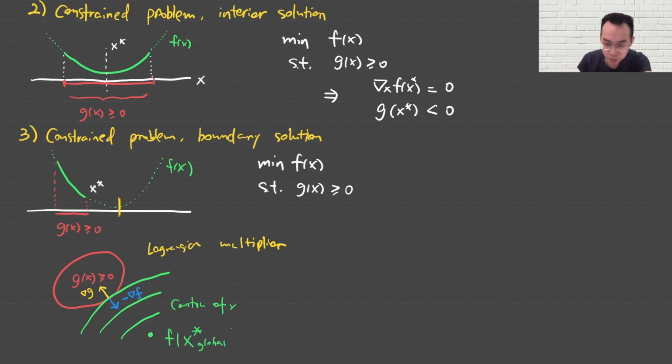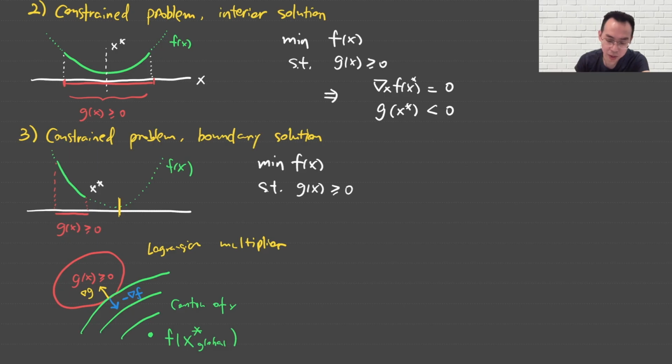We'll see that the problem here is that this global optimum lies outside of our constraint region, right? So it turns out that in order for this to reach the optimal, the gradient vector of g has to be in the same direction as the gradient vector of f, right? So that's a property of the Lagrangian multiplier. So this makes perfect sense, right?